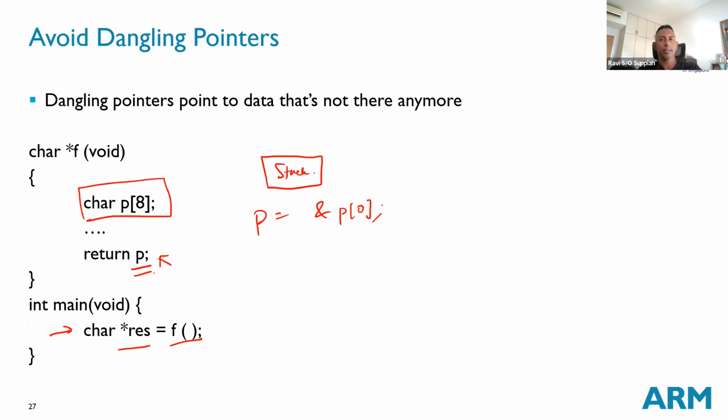So these are again things that you must be careful about, because it's pointing to data that's not there anymore. Once you come out of the function, you consider that you have popped from the stack already. So that address may no longer hold the data that you expect it to hold. These are what we call dangling pointers, which again you need to be careful about.